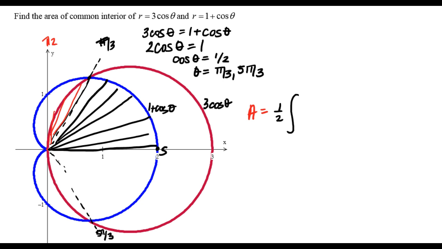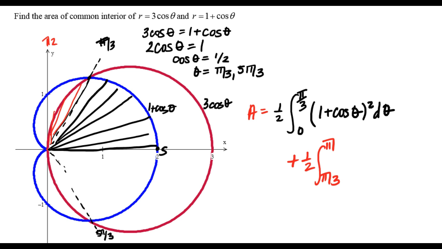So I'm going to have 1/2 the integral from an angle of 0 to pi over 3 of the blue function, 1 plus cosine theta quantity squared d theta, plus 1/2 the integral from pi over 3 to pi over 2 this time. So we're working on this interior portion, which corresponds to the red graph. The red graph was 3 cosine theta, quantity squared d theta, and that only found the top common interior portion. So I need to multiply each of these by 2, which is really just like getting rid of the 1/2. So the 2 times the 1/2 would make that a 1. So adding these two integrals together, we'll find this area of common interior.